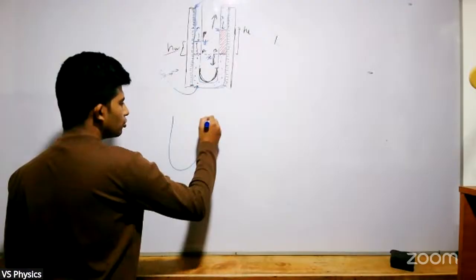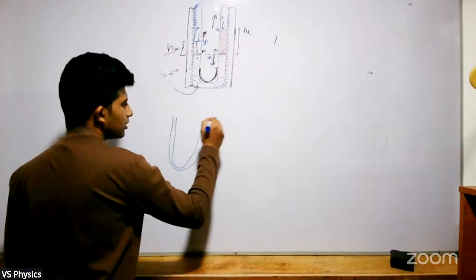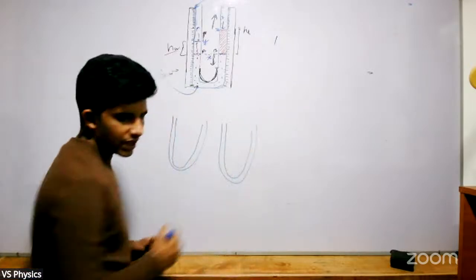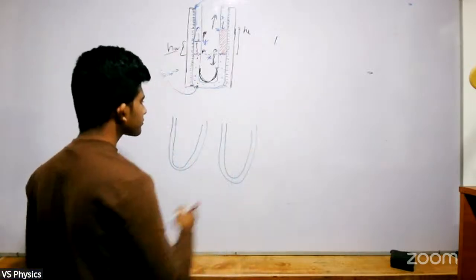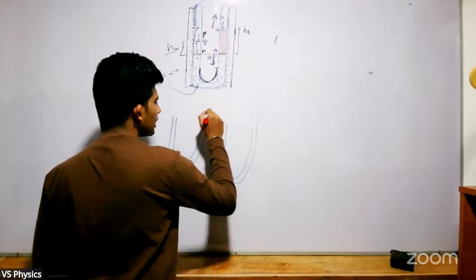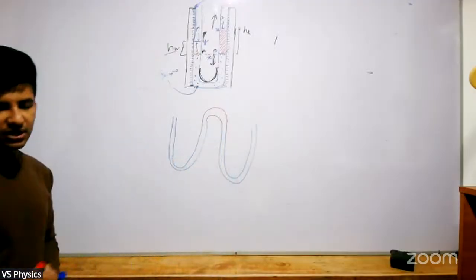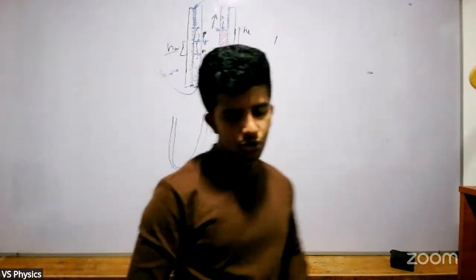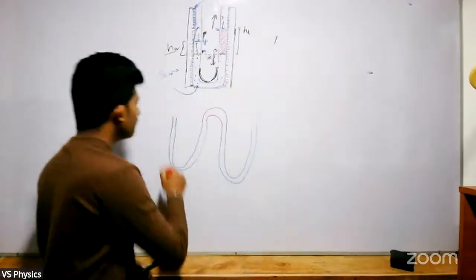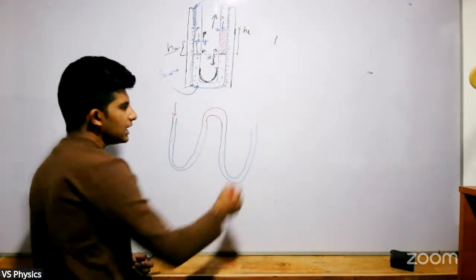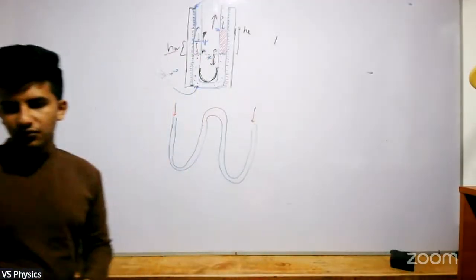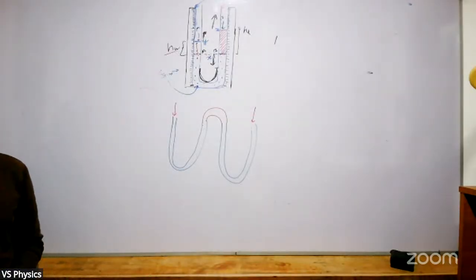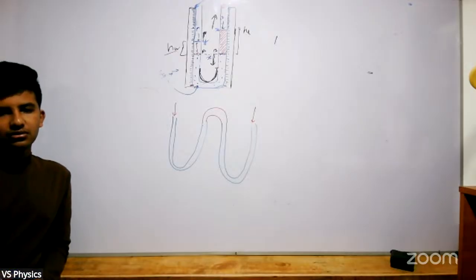We take two U-tubes, and then connect one arm of each tube with a rubber tube. Then we pour one liquid to this side and the other liquid to this side. Okay? Then what do we get?